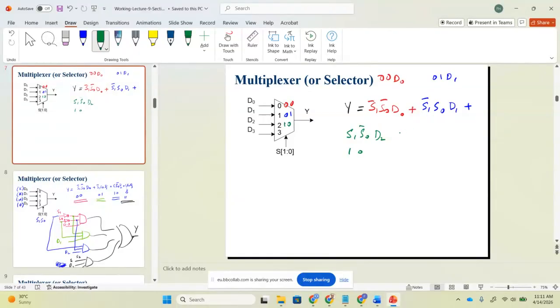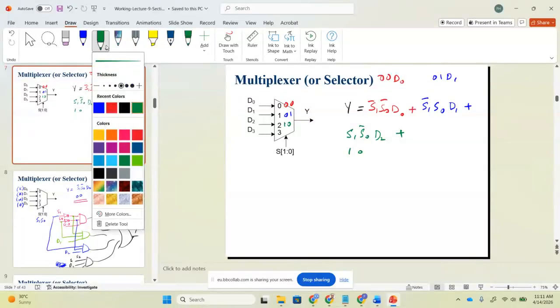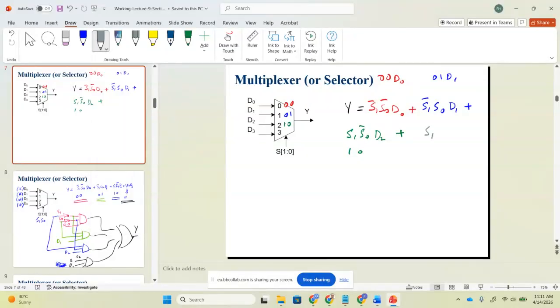So S0 and plus. And then I'm now putting another color. So basically that color, I'm now short of some color, so I can use this color. Okay. So S1 and S0, and then D3. This is actually 1 1. Any question? Is this clear or not clear?